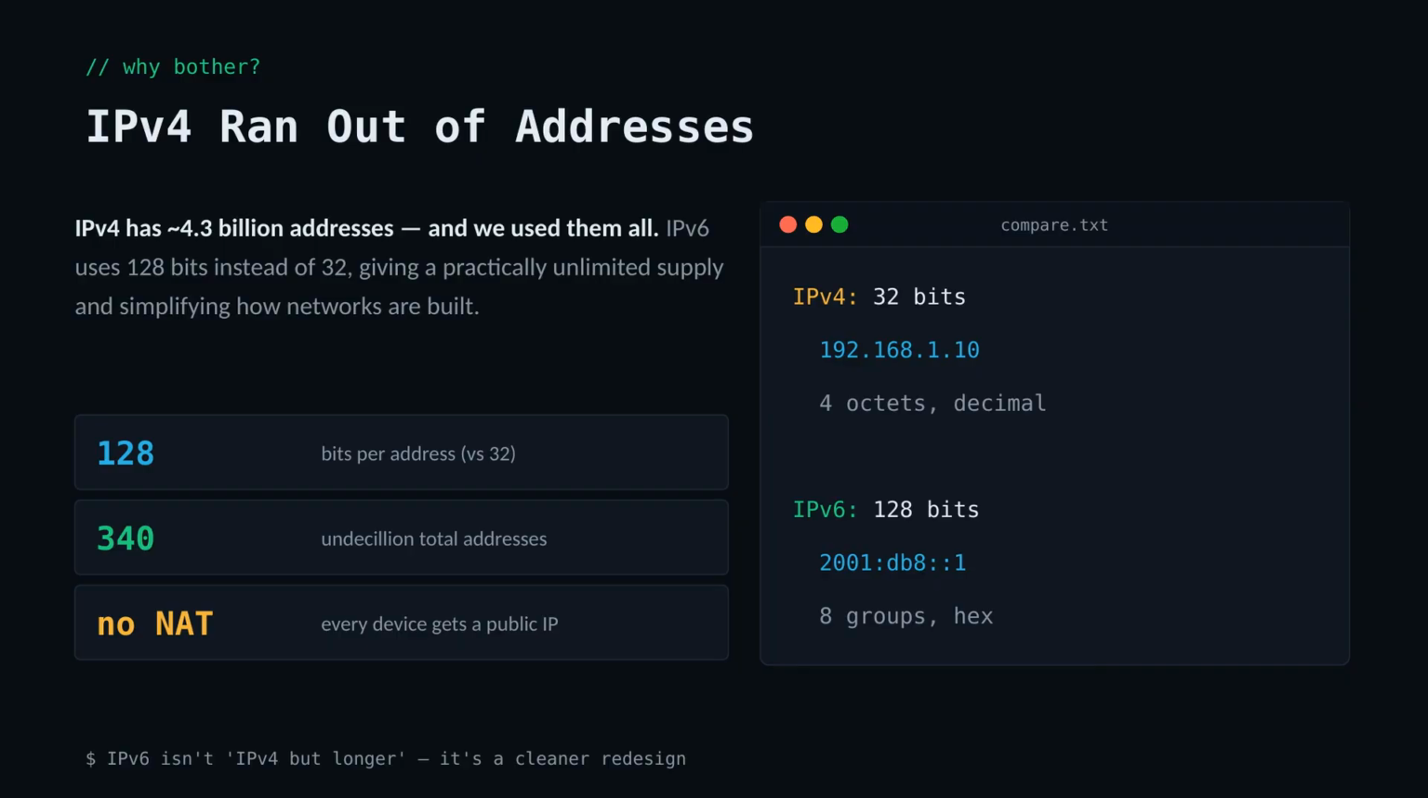IPv4 gave us roughly 4.3 billion addresses, and between phones, laptops, servers, and every smart device imaginable, we burned through them. IPv6 jumps from 32 bits to 128, unlocking around 340 undecillion addresses, enough that every device can have its own public IP, no NAT required. And notice the format shift too. 4 decimal octets become 8 hexadecimal groups, like 2001:DB8:1. It's not just longer, it's a cleaner redesign.